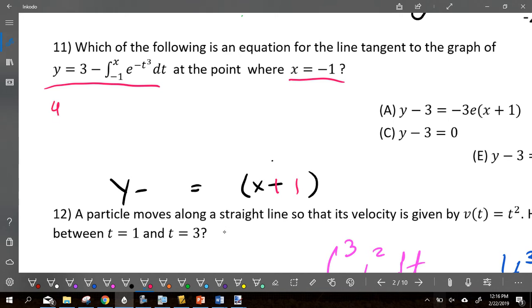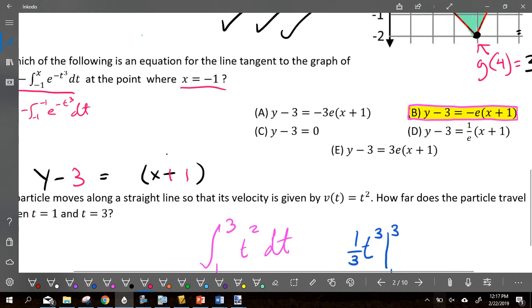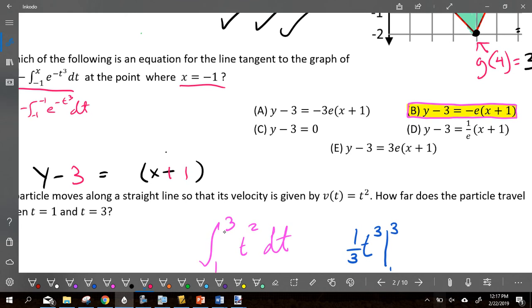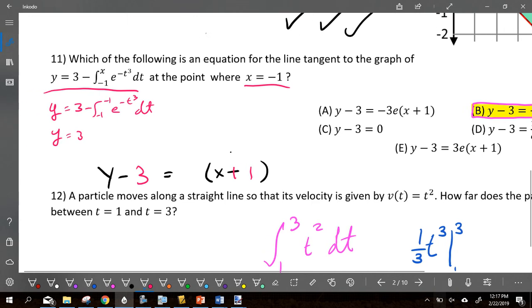So it's going to be y equals 3 minus the integration from -1 to -1 of e to the negative t cubed dt. Well, what is the integration of this thing from -1 to -1 going to be? That's 0. So y equals 3, which would help me, but not really, because all those multiple choice answers have x plus 1 and a y minus 3. I guess the slope could be 0, but it didn't really help me a whole lot. The thing I need is the slope.